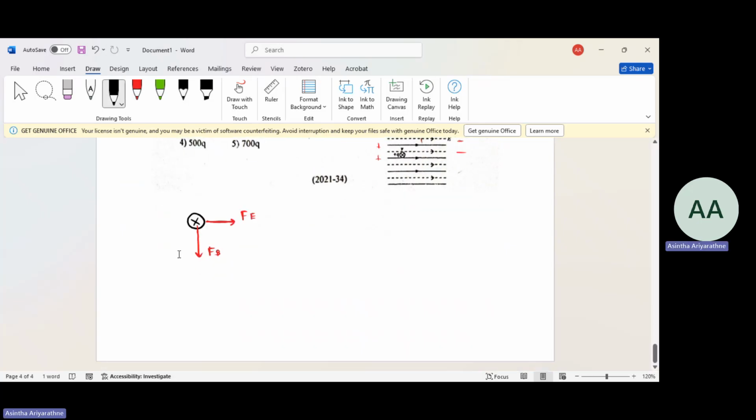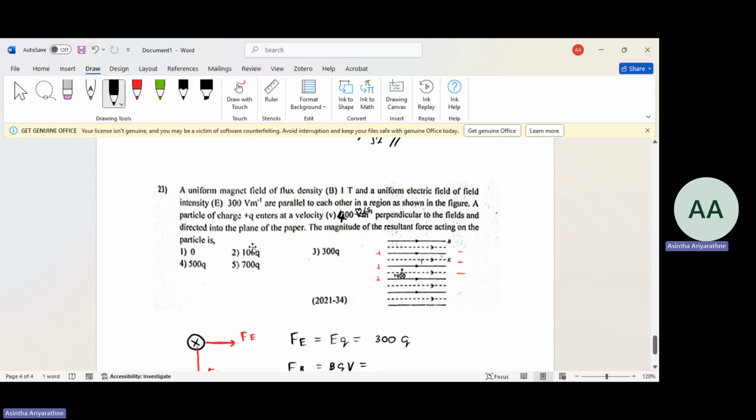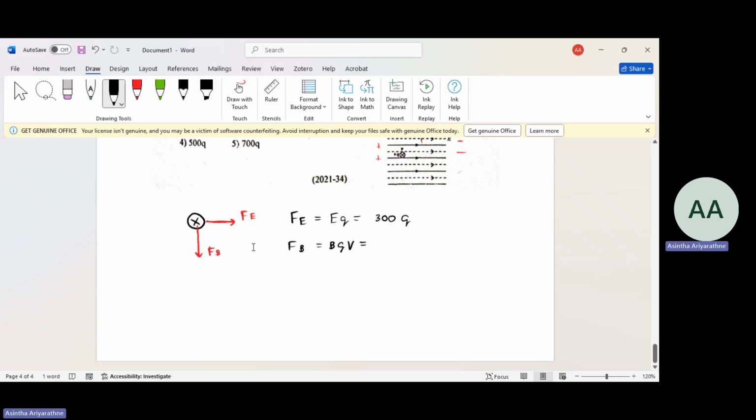Then we can find FE and FB. FE is equal to EQ, so as E is given, we have 300 Q. FB is equal to BQV. V is given as 400, B is 1. So 400 Q.